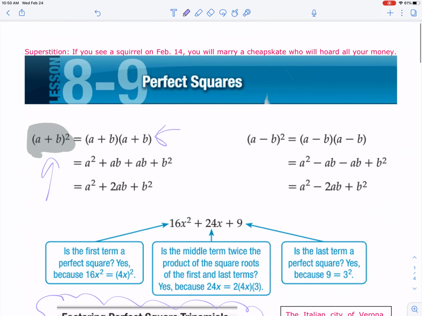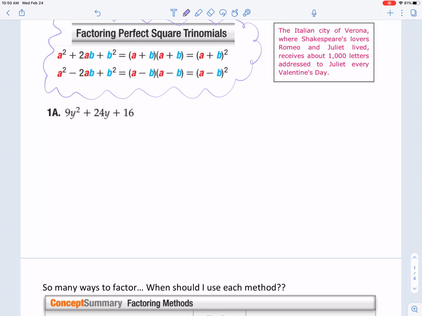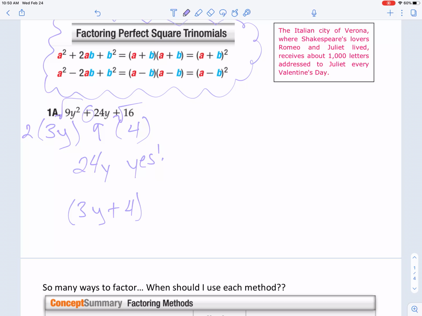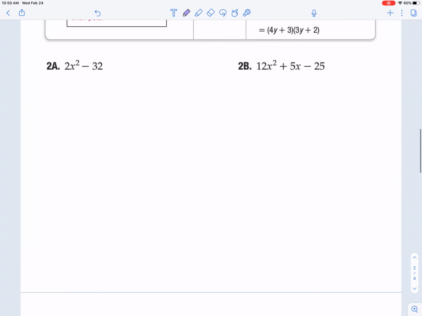Okay? To make a more complicated one, check out 1a. Here, the reason it's more complicated is because it's not just a happy y squared. It's got a 9. But that is a nice happy square root. That's just 3y. And this is a happy square root. It's just 4. So does this term equal 2 times these two things? 2 times 3 is 6. 6 times 4 is 24. Tack on the y. Yes. So the answer is 3y, since it's a plus sign, plus 4, squared.